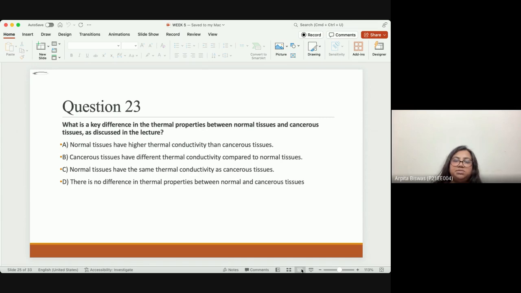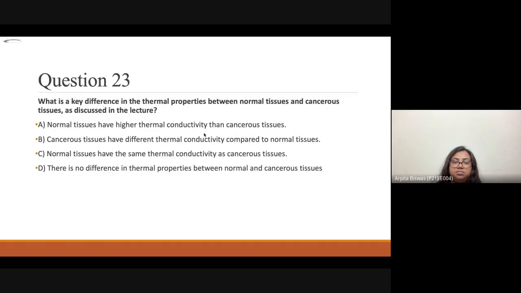What is the key difference in the thermal properties between the normal tissue and the cancerous tissue?